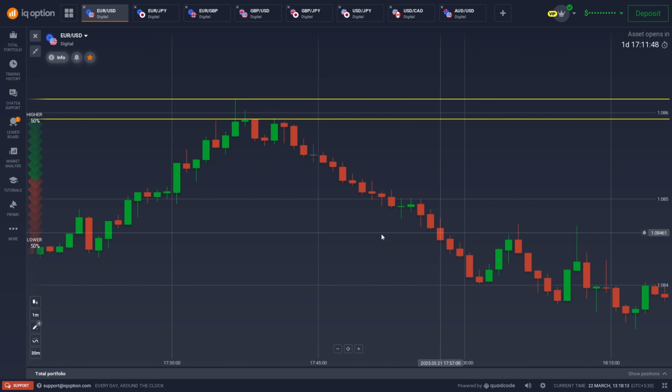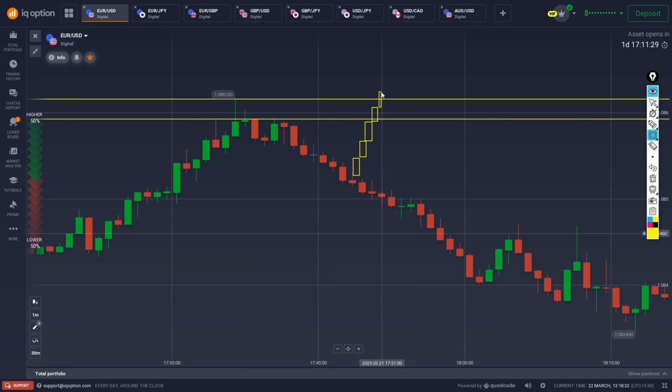Now, suppose after the reversal, price started moving up like this, and at the end it creates a candle like this. So we will say that this is a breakout candle because it shows a clear breakout. So we will count this as a breakout.